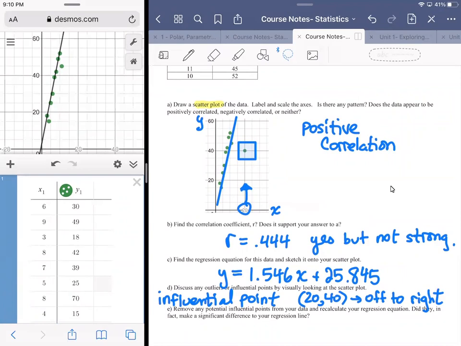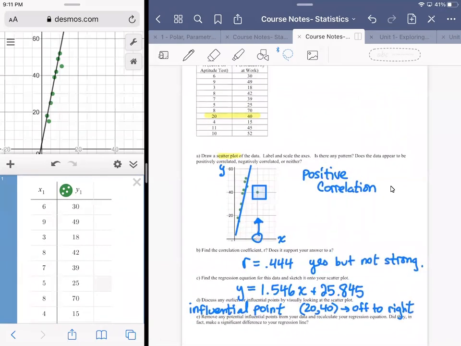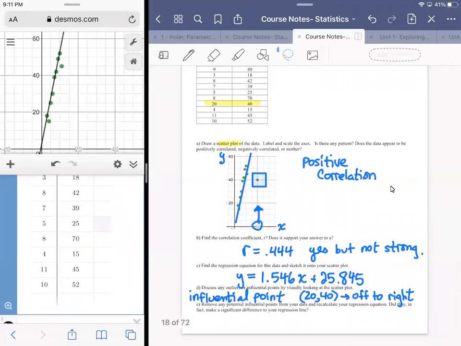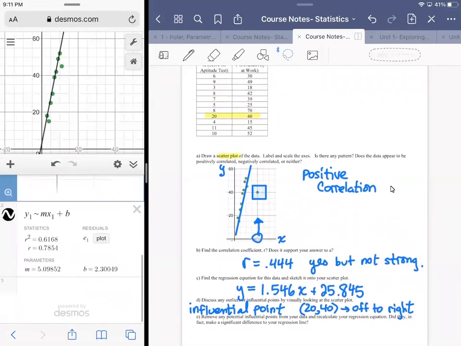So all I want to make sure, well, I want to do more than this, but I definitely want to double check that I deleted the right thing. So 30, 60, so everything looks good so far. Just making sure that I didn't accidentally delete the wrong thing. So the only value that I took out of my model was the 20, 40, the one that I thought was the influential point. I removed that, and I want to know if it makes a significant difference to the regression line.